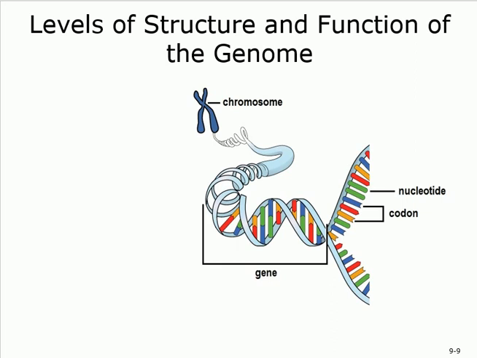So here is a chromosome. If you look inside of this, you will see gene after gene after gene after gene, okay? If you look inside of one gene, like this, you will see codon, codon, codon. What's a codon? It's three nucleotides. And this is one of the nucleotides.